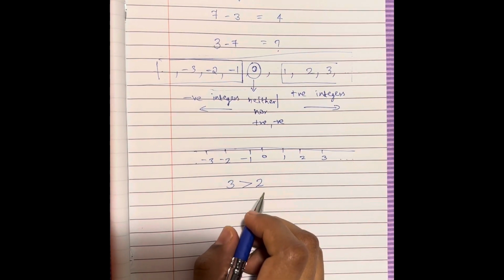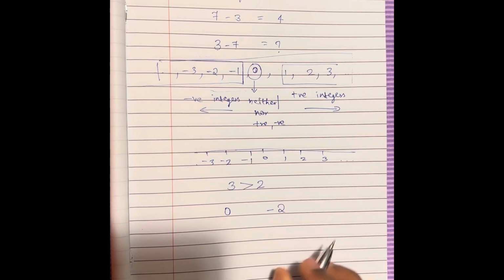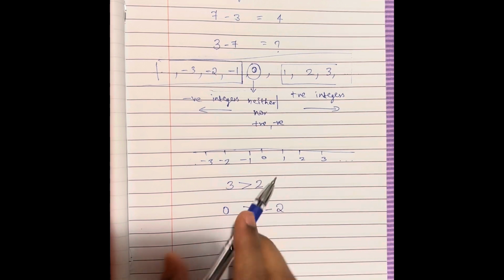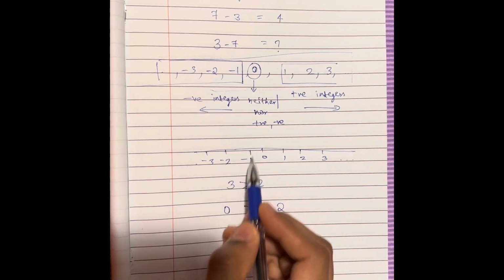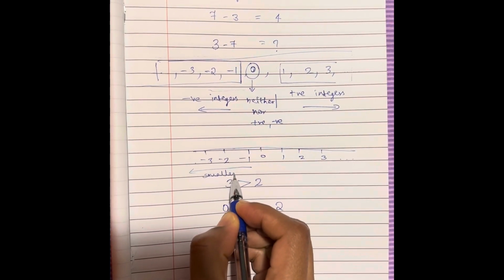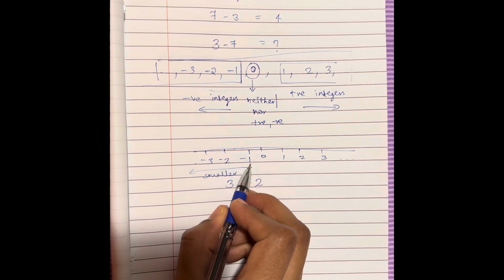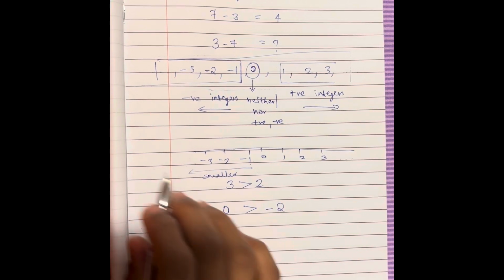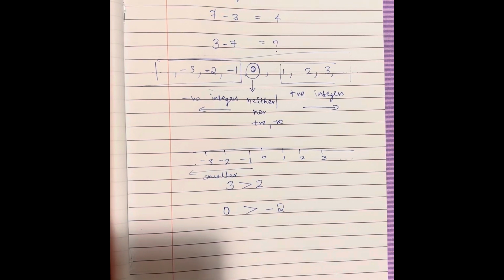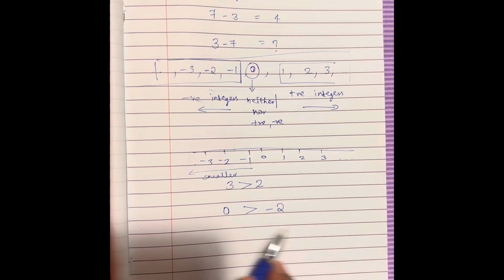Okay, now the problem is when the negative numbers come. For example, 0 and minus 2. Which is bigger? Of course 0 is bigger than minus 2. Okay, so as we go towards the left of 0, the numbers are getting smaller and smaller and smaller. Minus 1 is smaller than 0. Minus 2 is even smaller than minus 1. So 0 is greater than minus 2 because minus 2 comes on the left of 0.